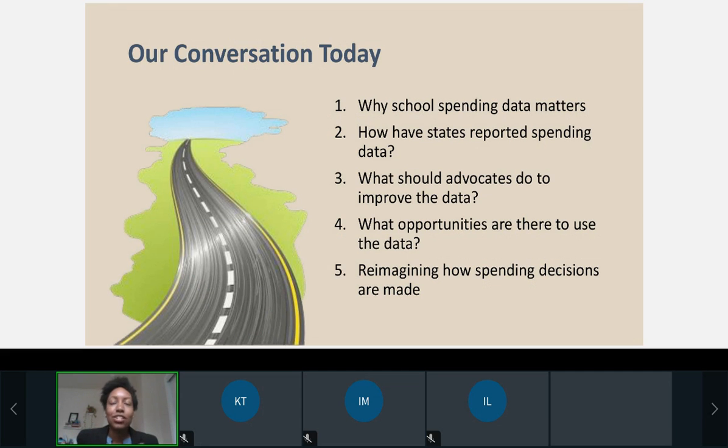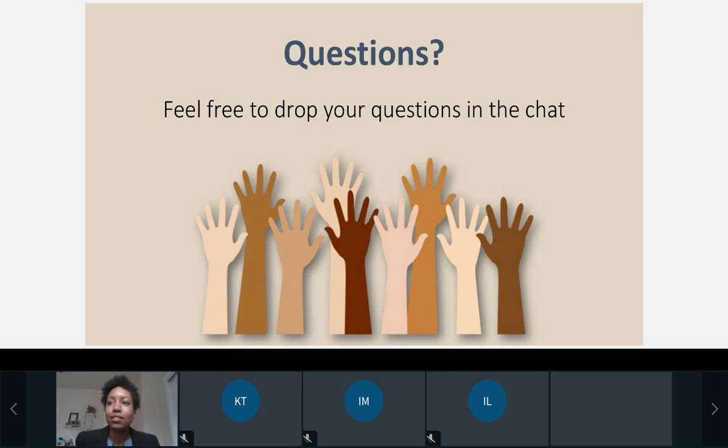So given that this is our agenda for today, we'll start with the data and why it matters and how states have reported this school level spending data. We'll also talk about how we as advocates can help improve how these data are reported, and then the opportunities for how we can use this information. We have a lot of content to go through today, so feel free to drop your questions in the chat and we'll make sure to answer them.